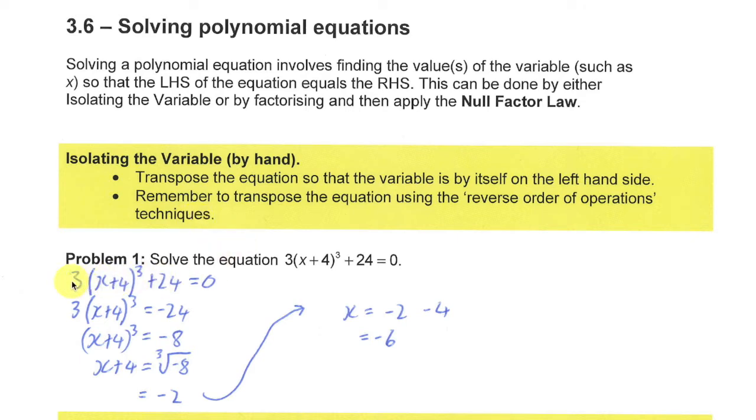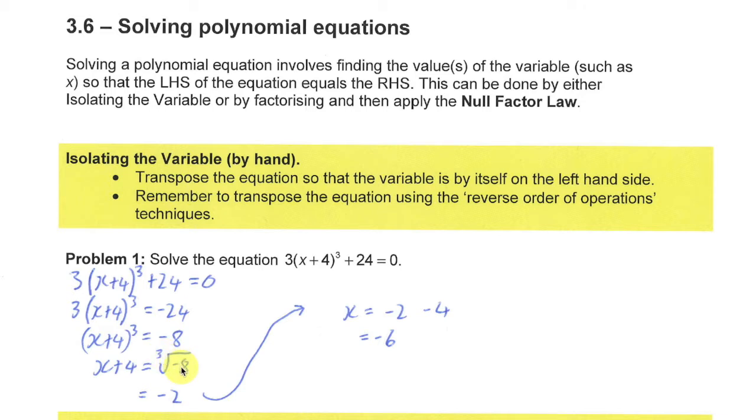So we have, in problem 1, this particular cubic. So it's 3 lots of (x plus 4) cubed plus 24. First job, subtract 24 from both sides. Then divide both sides by 3. Then take the third root of both sides, so (x plus 4) cubed is just going to become x plus 4. And negative 8, we're looking at taking the third root of negative 8.